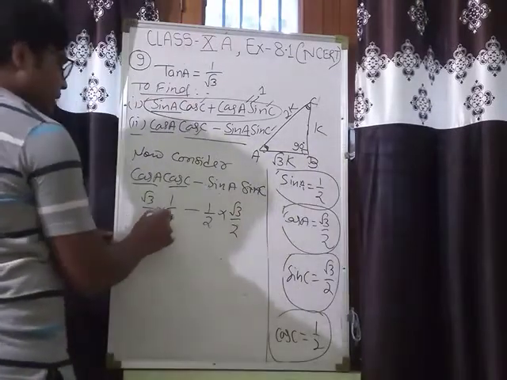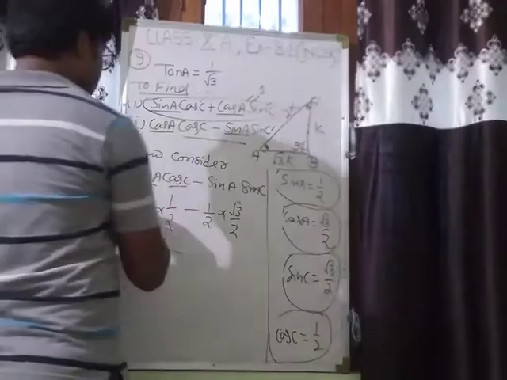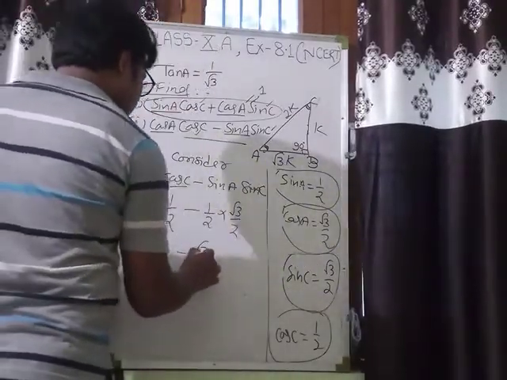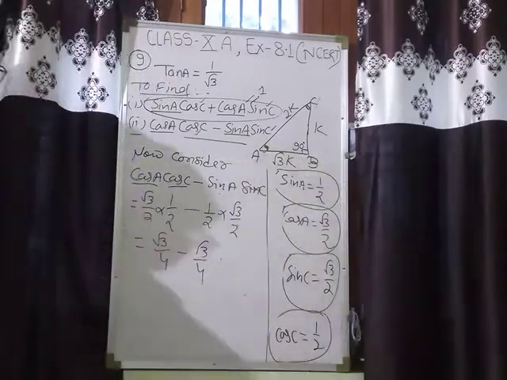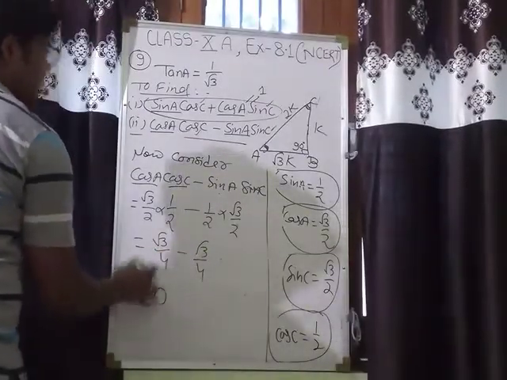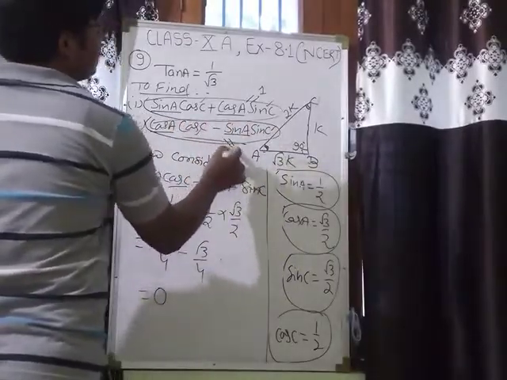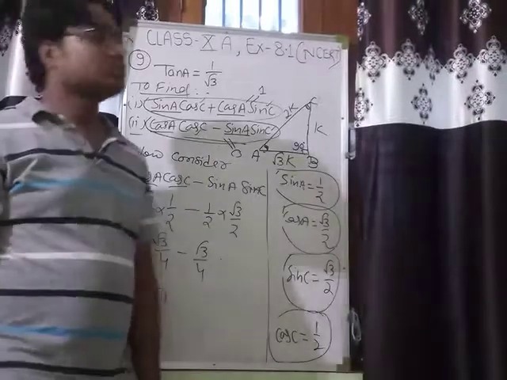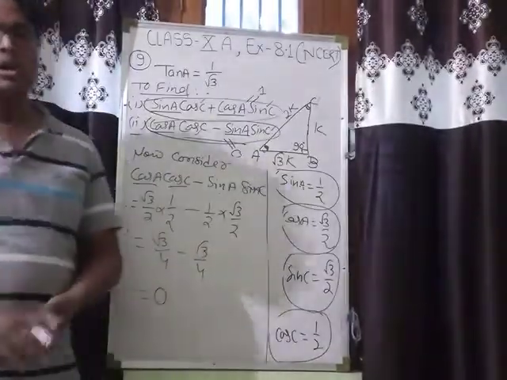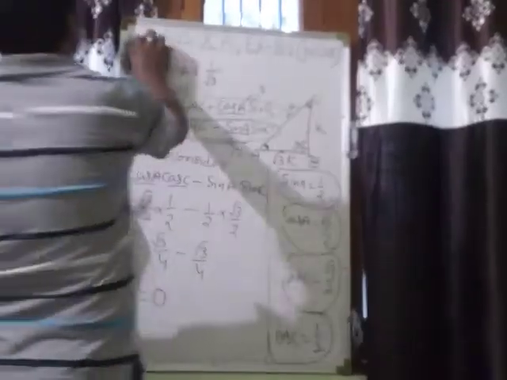So we have root 3 by 2 into 1 by 2, that is root 3 by 4, minus 1 by 2 into root 3 by 2, that is root 3 by 4. Clearly both are the same value, and here the symbol is minus, that's why its value will be 0. So the value of the second one is equal to 0. Got it? So that is the solution of question number 9. Now everyone read question number 10. I am going to solve question number 10.